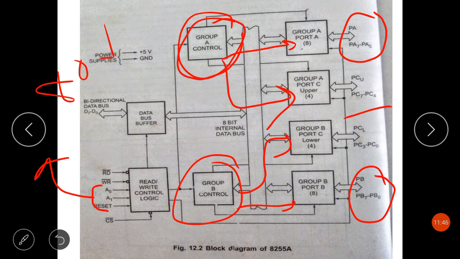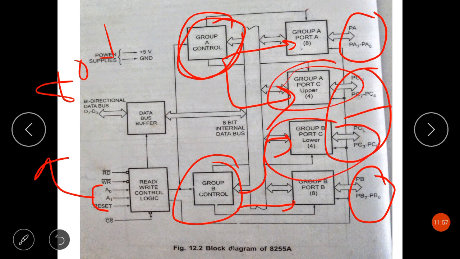Port C has 8-bit input output pins. Port C can be separated into 2 parts and each can be used as control signals for port A and port B. In the handshake mode, it can be programmed for bit set or reset operation. I'll be talking about what the bit set and reset operation is, and how port C works as control signals in the handshake mode for port A and port B.